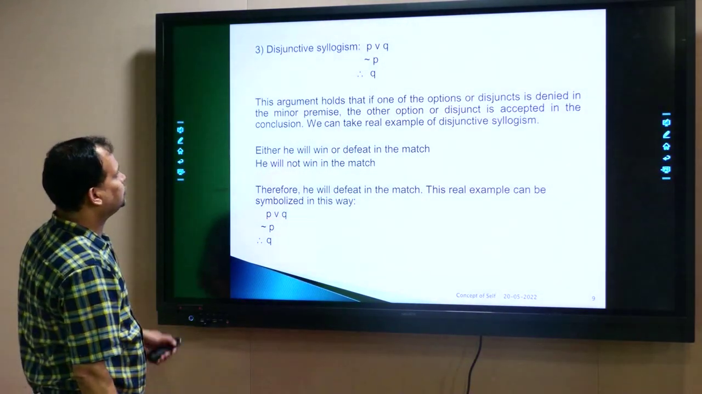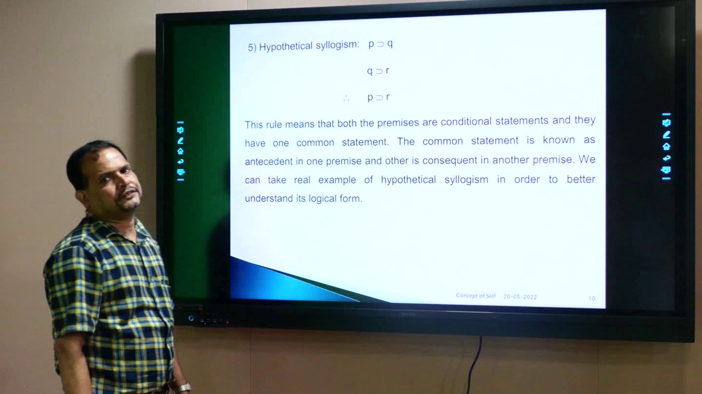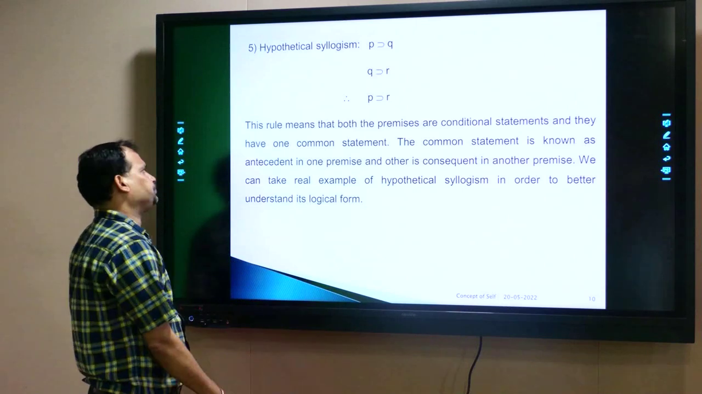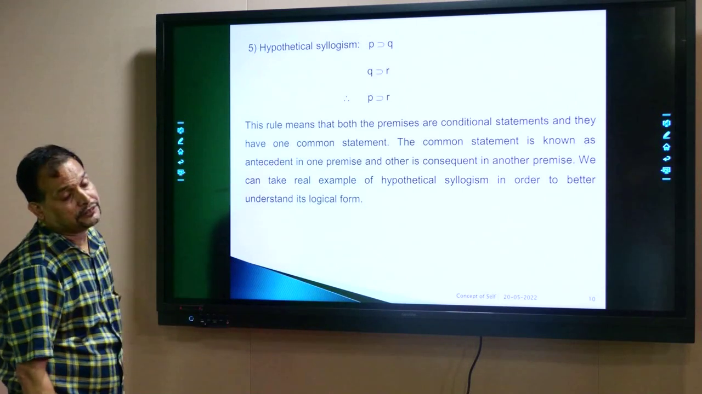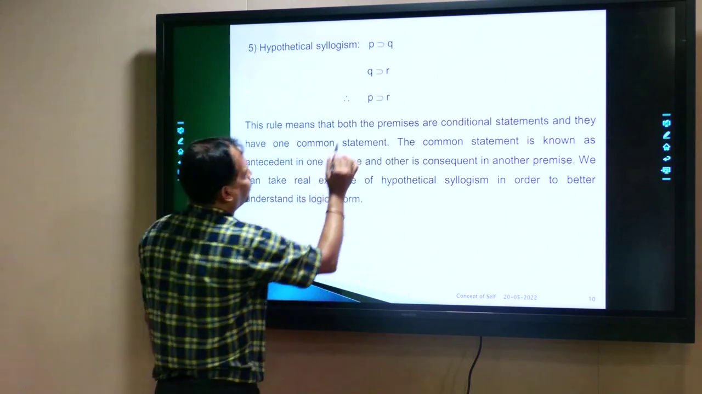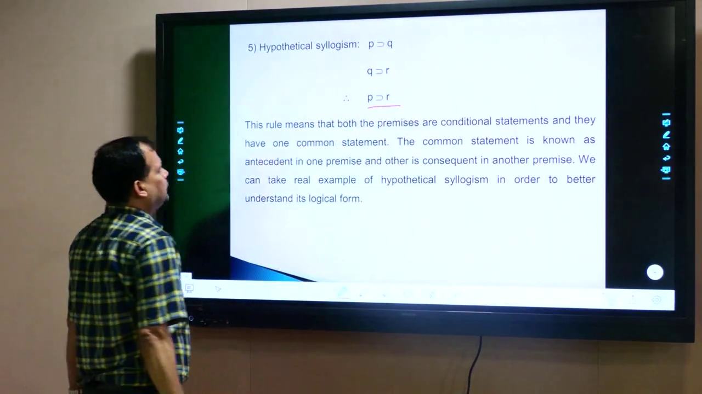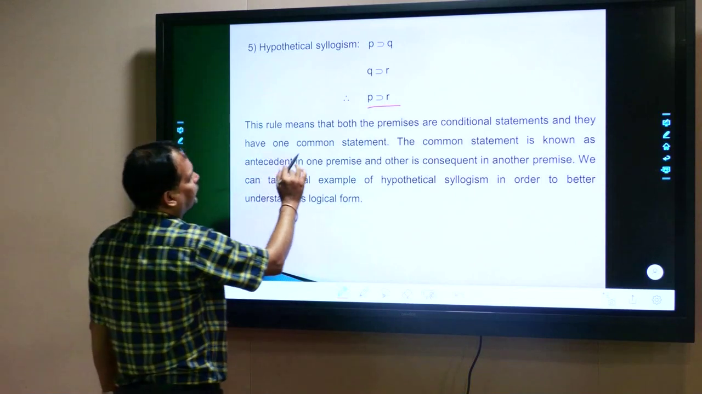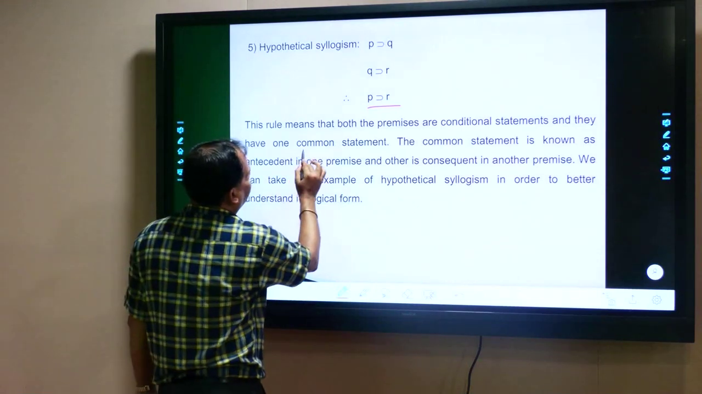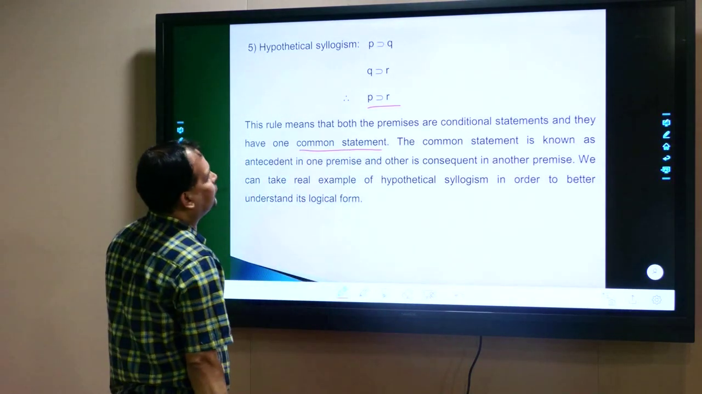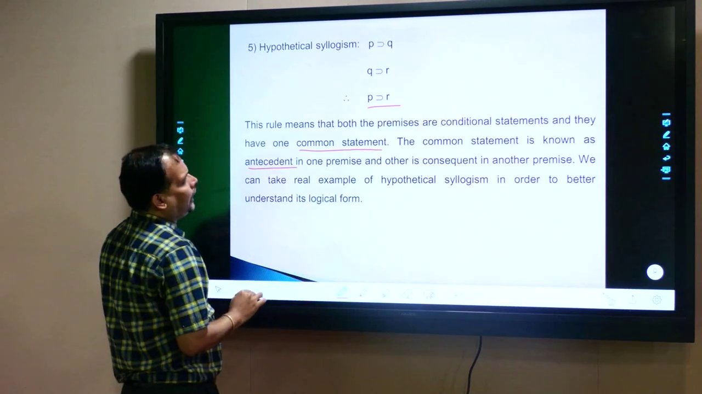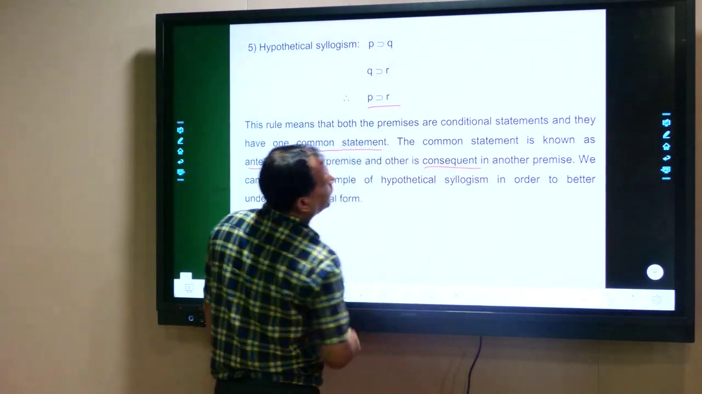Now, dear learners, you see the fifth rule of inference, that is hypothetical syllogism. So how can you write this rule of hypothetical syllogism? P implies Q, Q implies R, therefore P implies R. Dear learners, this rule means that both the premises are conditional statements and they have one common statement. The common statement is the antecedent in one premise, and the other is the consequent in the other premise.